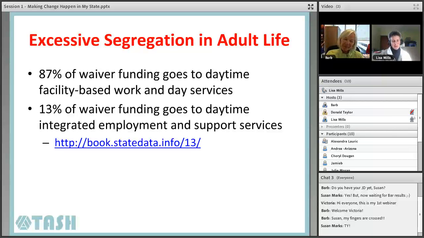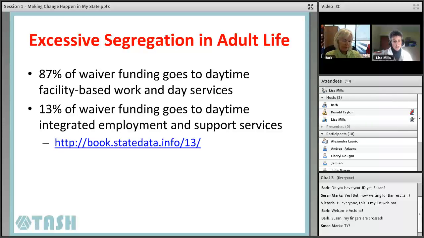So, in the adult publicly funded system with Medicaid, we know that 87% of funding that goes to daytime supports goes to facility-based sheltered work and facility-based day services, segregated settings where people with disabilities are congregated together. Only 13% of the funding goes to supports for integrated employment and other integrated supports where people get help to spend time in their communities. So you can see the kind of rebalancing that needs to happen in our system.